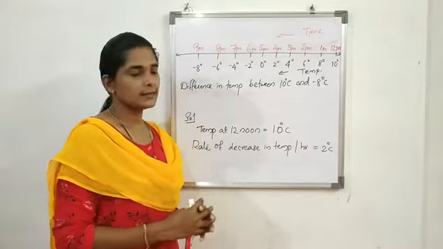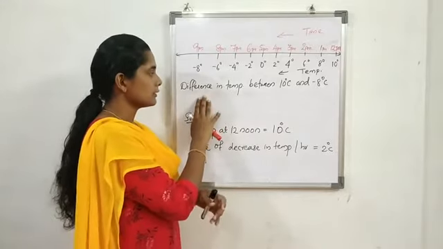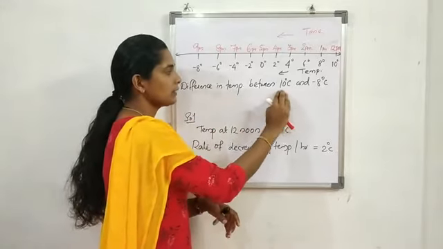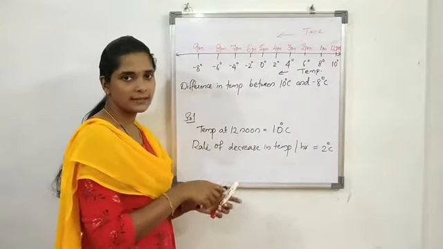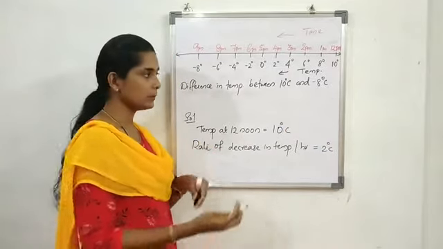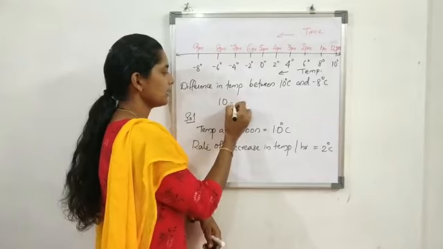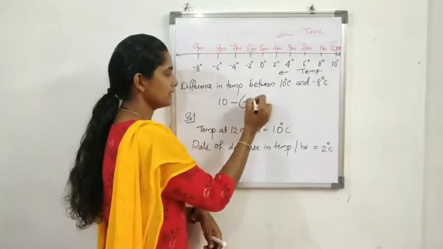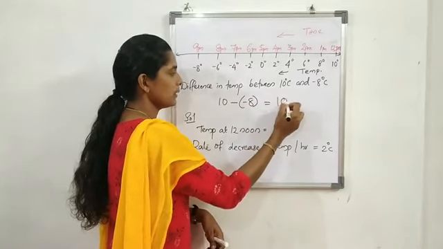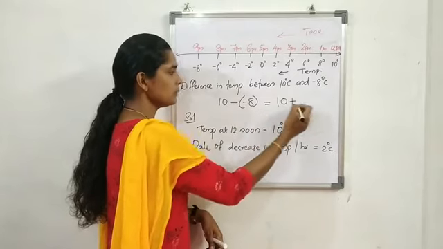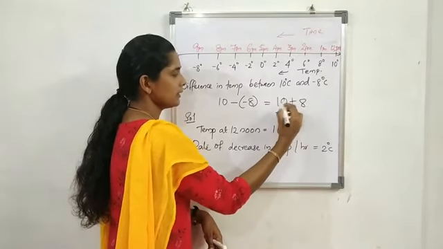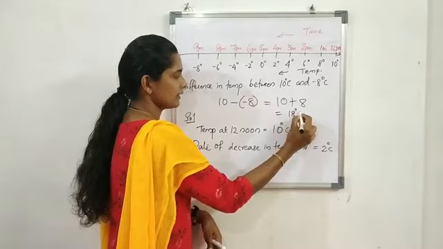But you have to write these things. First we take the difference between the temperature 10 degrees and minus 8 degrees. Difference of 10 and minus 8, that is 10 degrees minus minus 8 degrees. That is 10 plus, the reciprocal of this is 8. 10 plus 8, that is 18 degrees Celsius.